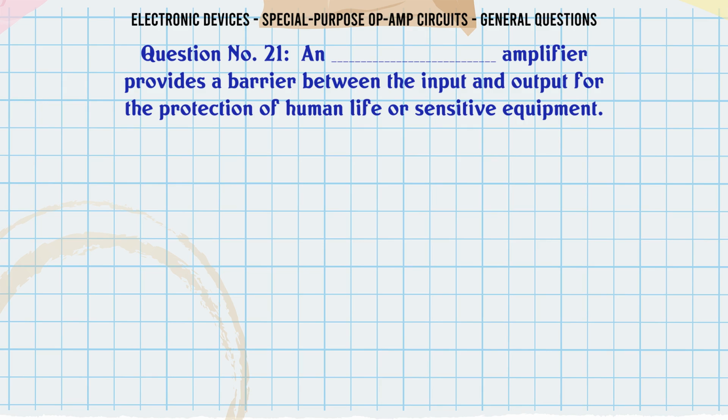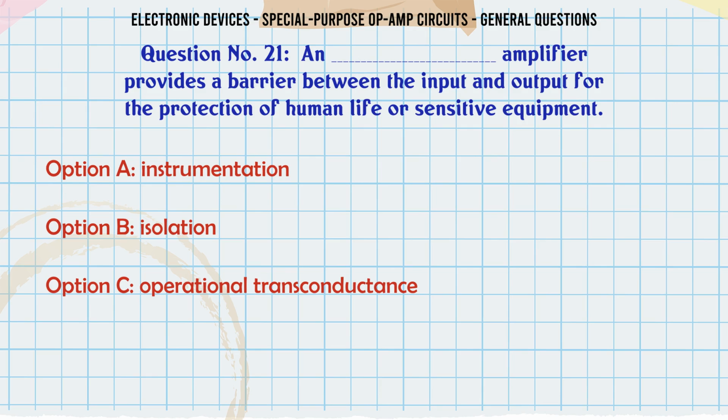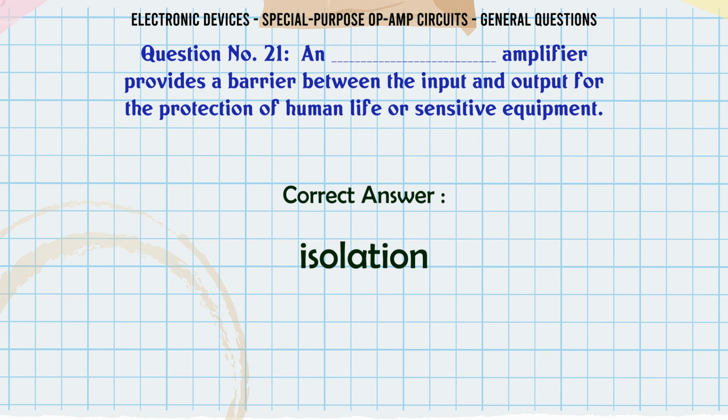An ___ amplifier provides a barrier between the input and output for the protection of human life or sensitive equipment. A. Instrumentation. B. Isolation. C. Operational transconductance. D. Voltage to current. The correct answer is isolation.